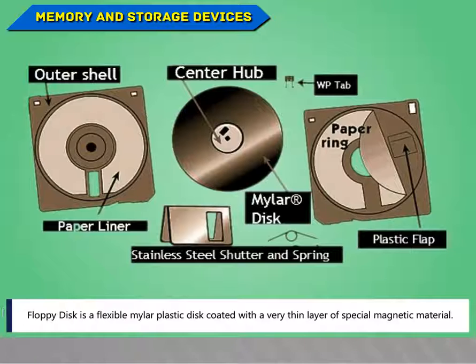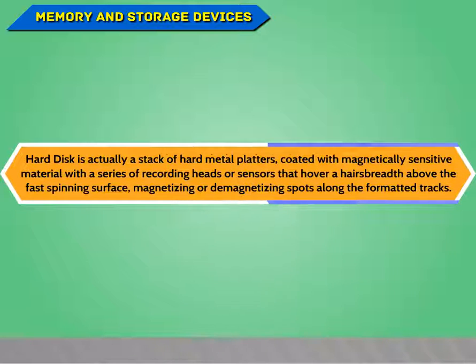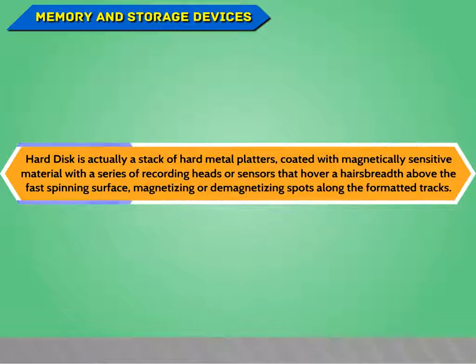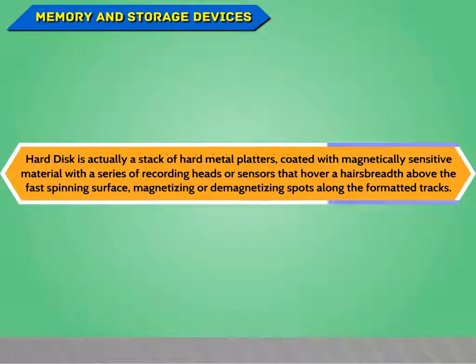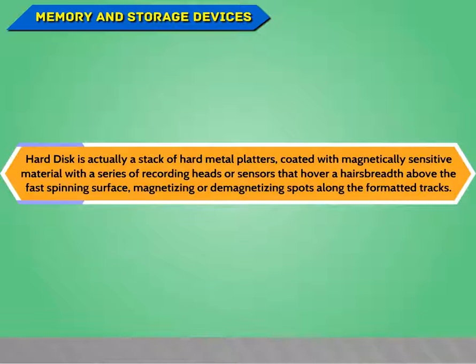Floppy disk is a flexible mylar plastic disk coated with a very thin layer of special magnetic material. Hard disk is actually a stack of hard metal platters coated with magnetically sensitive material with a series of recording heads or sensors that hover a hair's breadth above the fast spinning surface, magnetizing or demagnetizing spots along the formatted tracks.